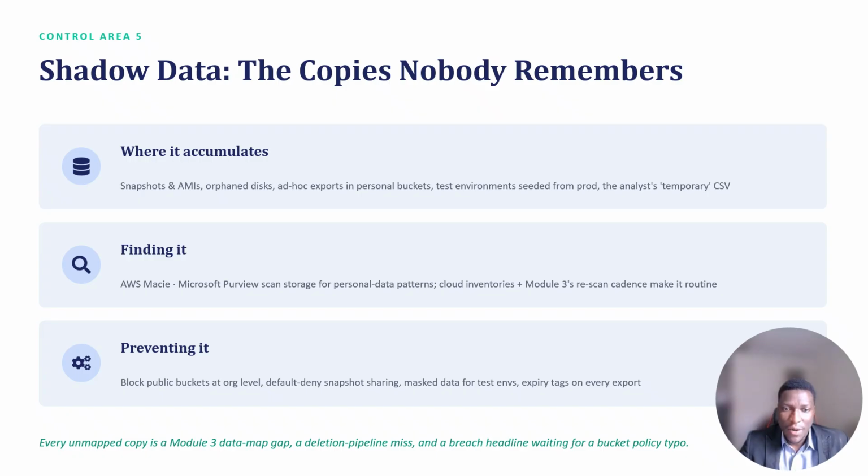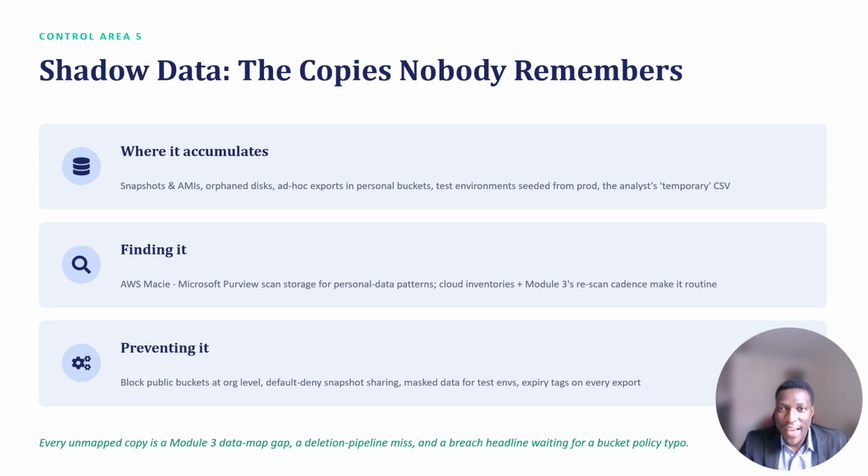Now, let's talk about shadow data, the copies nobody remembers. So how does shadow data accumulate? It comes from snapshots and machine images, often disks from deleted instances, ad hoc export packs in personal buckets, test environments seeded from production, and, for example, a temporary CSV from when birthdays were being celebrated.